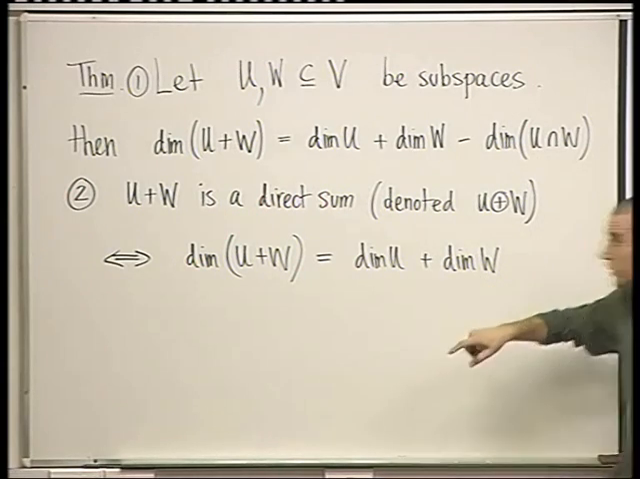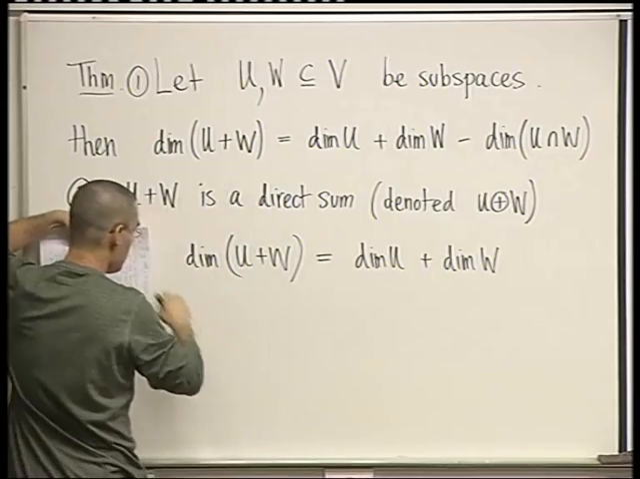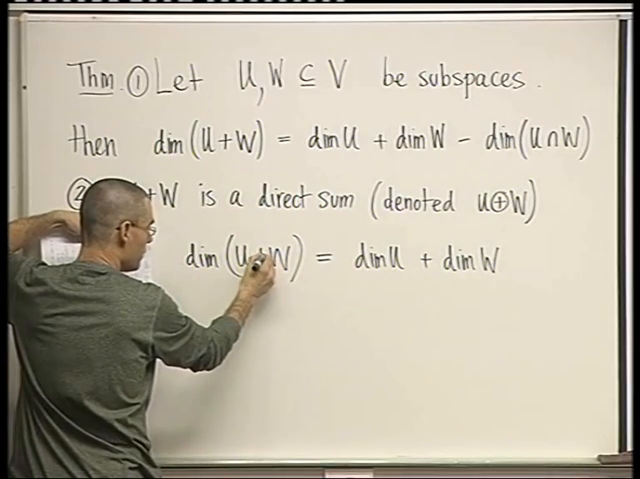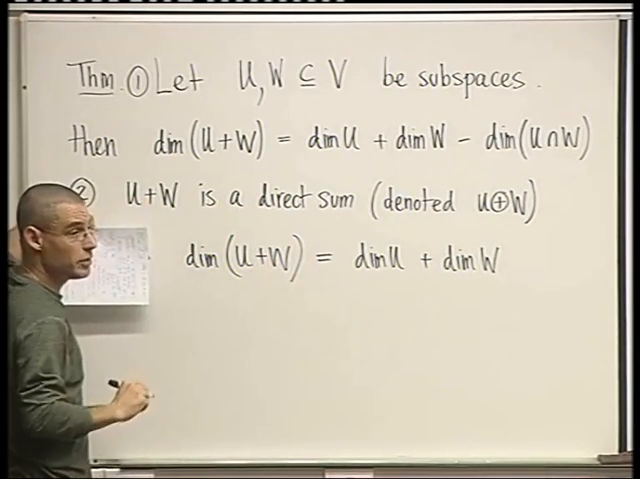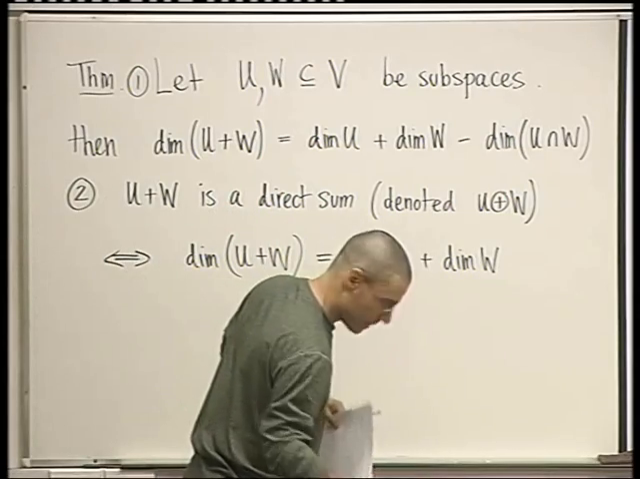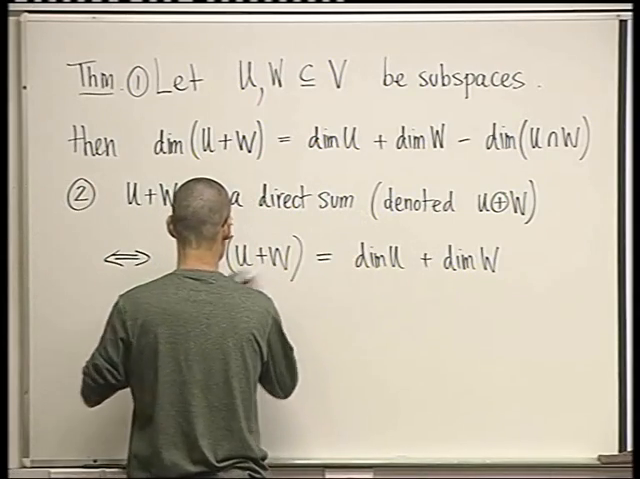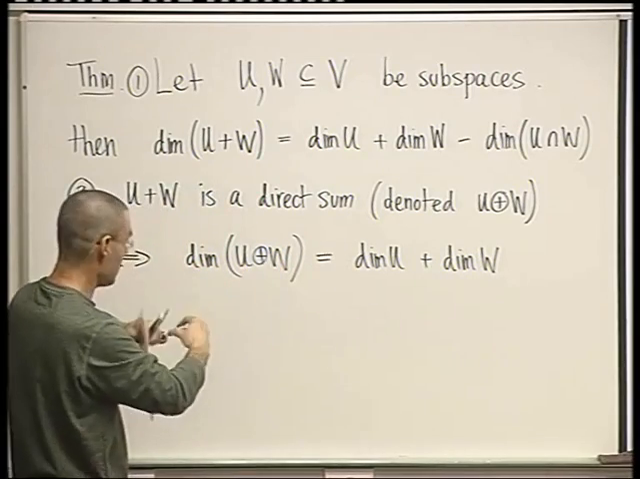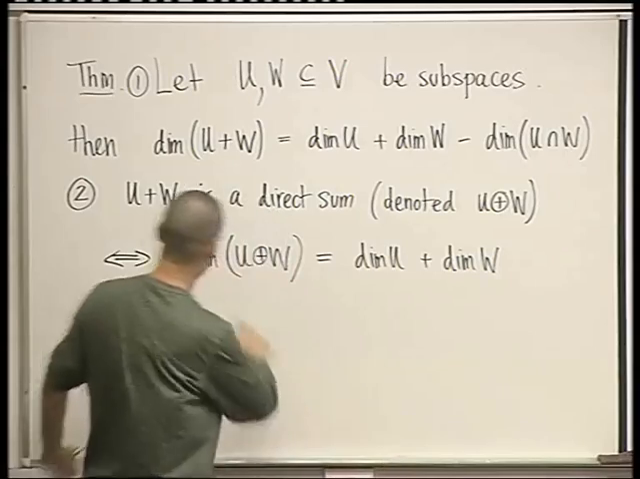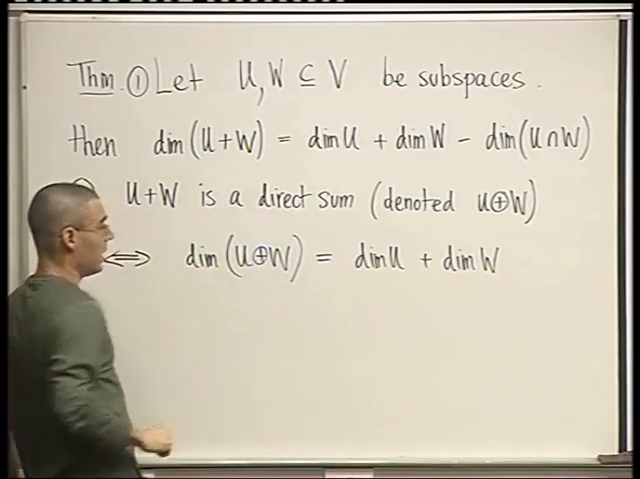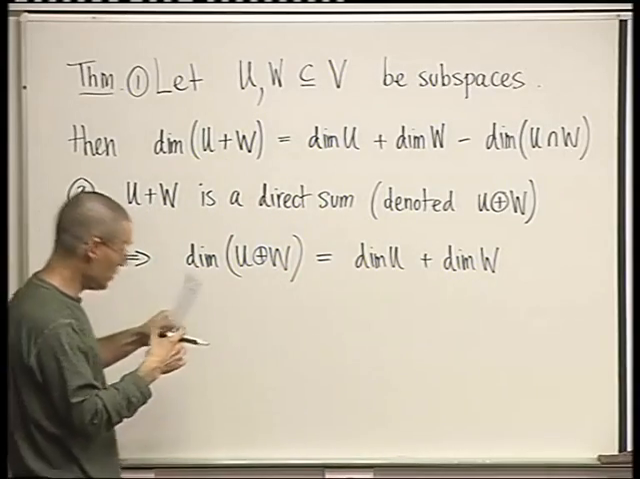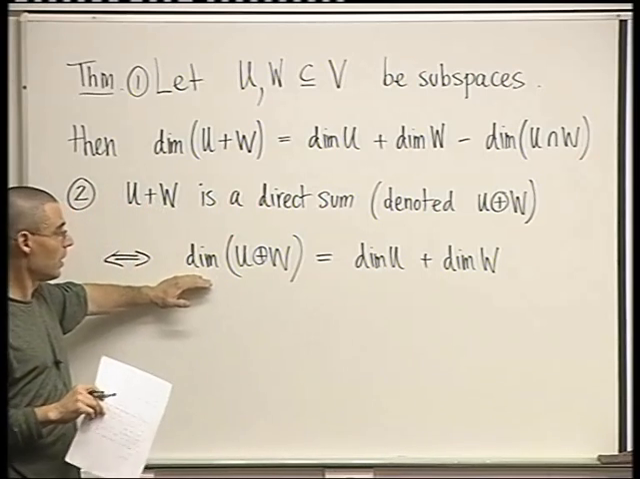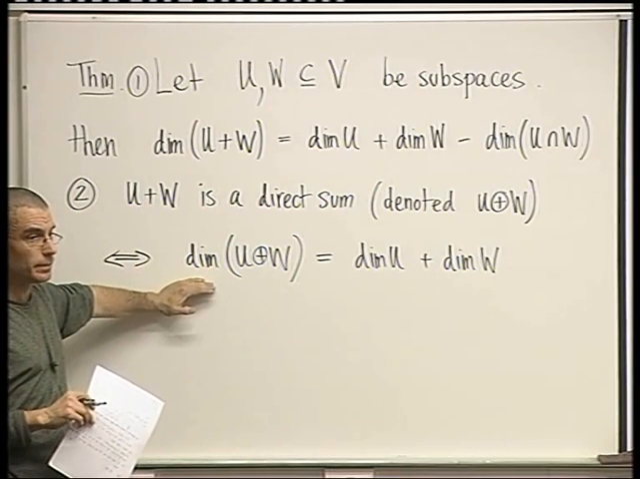Okay? So sometimes you'll see it as a statement that the dimension of U plus W is the dimension of U plus the dimension of W. So this goes along together. Okay? 'Cause if U plus W is not a direct sum, then this does not hold. Okay, you do need the intersection. Okay, good? Clear?